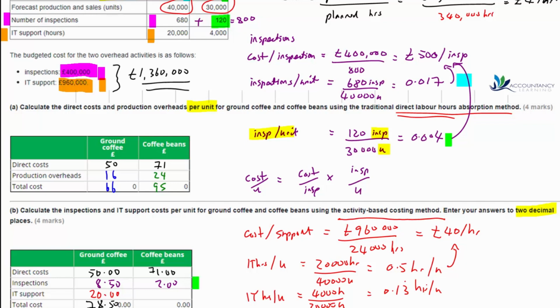Okay, so I'm not going to multiply 40 by 0.13. I've got my number in my calculator which says 0.13333333333, and I multiply that by 40, and that gives me a cost of 533. So you do need to be careful with how you plug the numbers into your calculator. So again, if I add my column up now, again in the exam, this would be done for you, we get a cost of 78.33 per coffee bean unit.